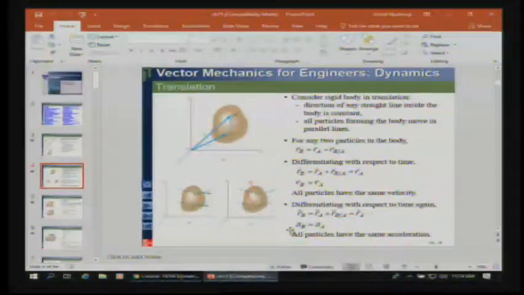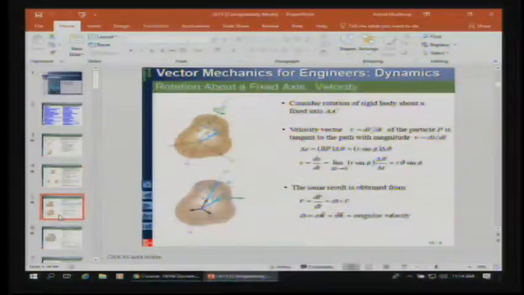And when we differentiate a second time, that is also true for the acceleration. So whether the potato is moving in a straight line or it's moving in any sort of three-dimensional motion, that relationship is going to be the same as long as the motion is a translation. Now, this is the new piece that we're going to bring together, but there are some similar analogies that we can build on for a rotation about a fixed axis.